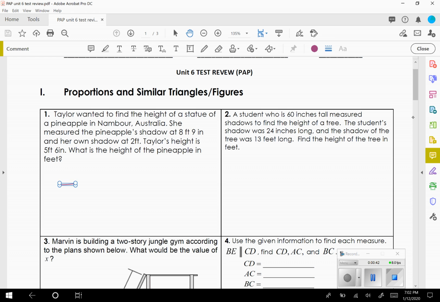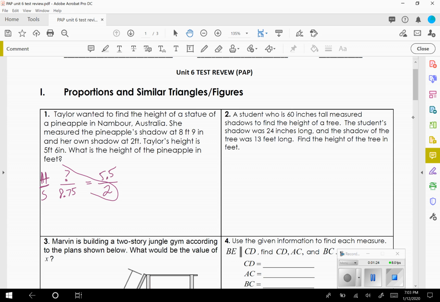Okay, so first thing we need to set up proportions, and I'm going to do height to shadow on each of these, okay? One's going to be for the statue and one is going to be for Taylor. Since we have 8 feet 9 inches, we need to turn this to a decimal, so it makes it easier to work with. The pineapple shadow is 8 feet 9 inches, so that's 8.75. We need to find the height of the pineapple in feet, so that's our question mark. Taylor's height is 5 feet 6 inches, so that's 5.5 feet, and her shadow is 2 feet.